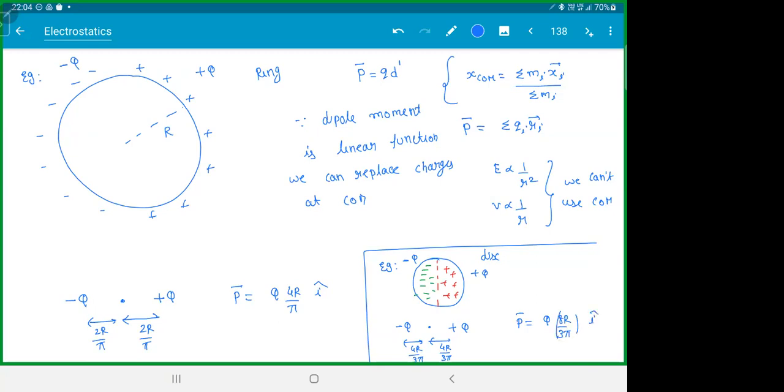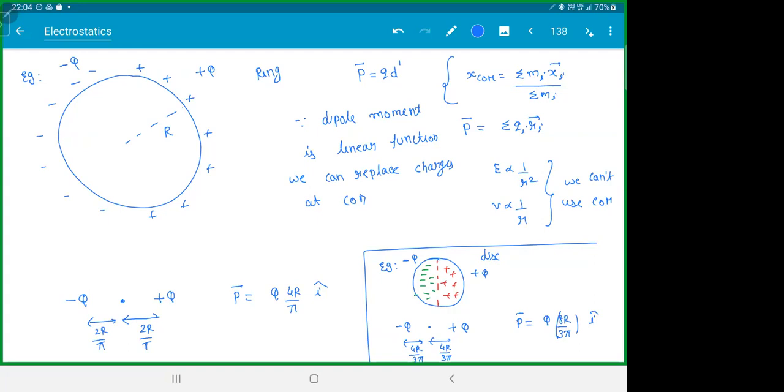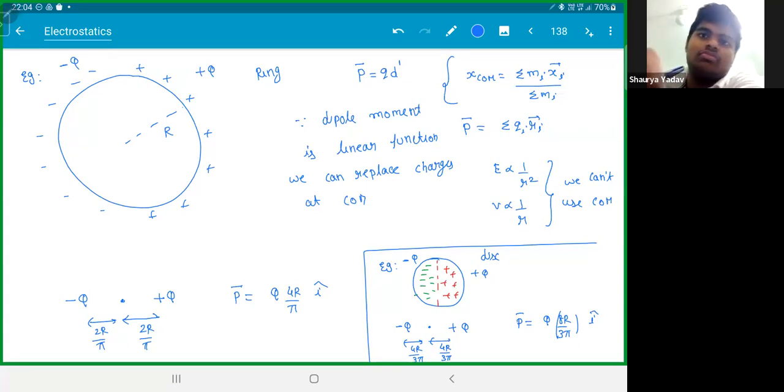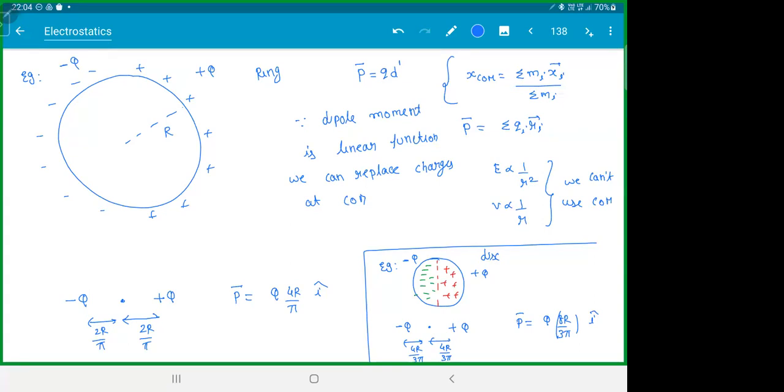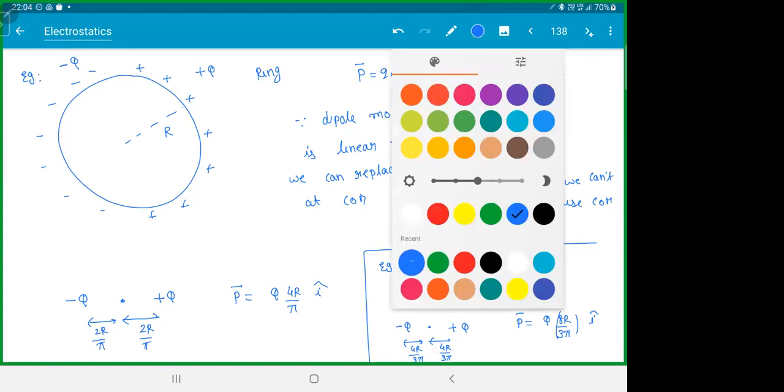Sir, if it is a function of x, then we have to integrate. You will have to integrate then. You have to take small elements, find the dipole moment for the small element, and then integrate. All clear with this? Sir, taking an element is the same as the center of mass technique. Yes, the concept is the same. Okay.